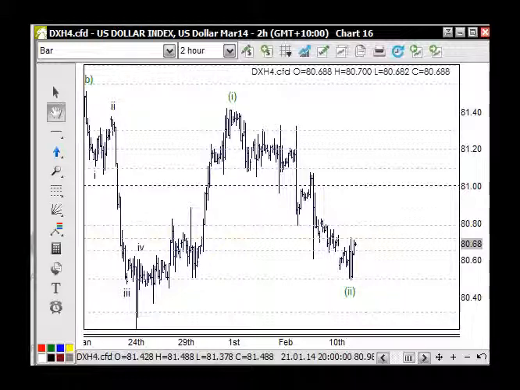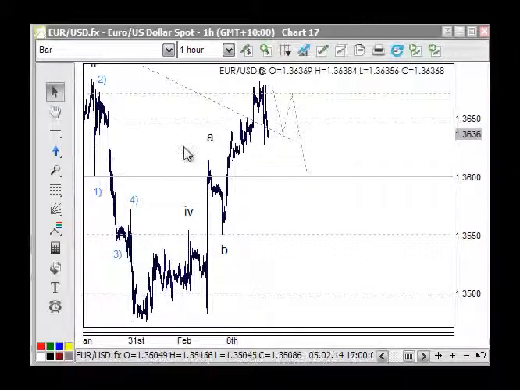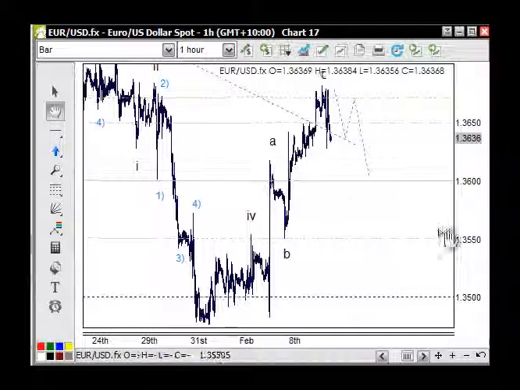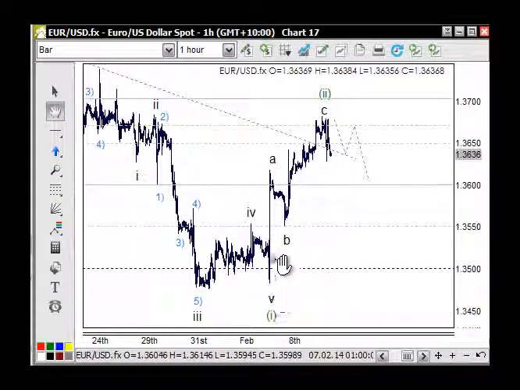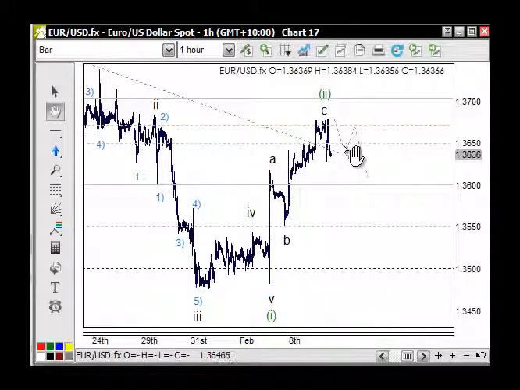When we look at the euro, for instance, we've been treating this as an A and a B and a C to the upside here. The supply and the resistance is really in this block here. So it can turn from here and work lower from here. But also, I'd expect it to react to the supply levels up here anyway.